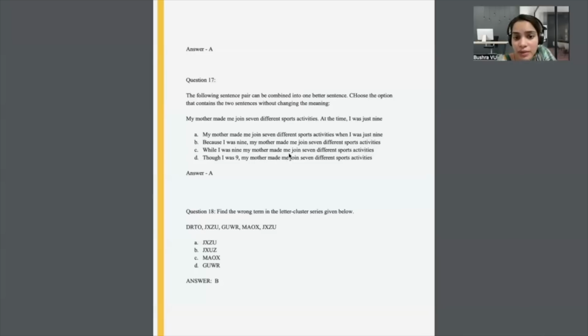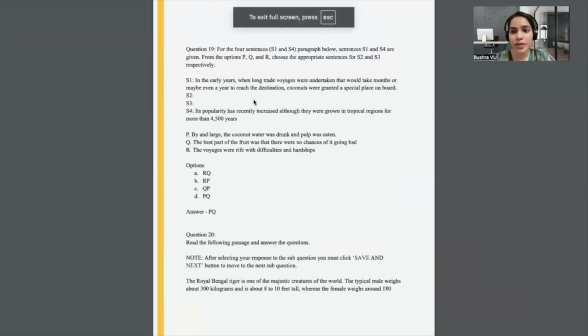While I was 9, my mother made me join. Okay, this is also fine. While this author was 9, 7 were joined. But here, if you look at the question, right, the whole focus is on the author being just 9. Okay, so now let's look at the 19th question. For the 4 sentences, S1 and S4 of the paragraph below, same again. S1 and S4 are going to be given. You have to choose from the 3 options given, PQR, which fits the best into S2 and S3.